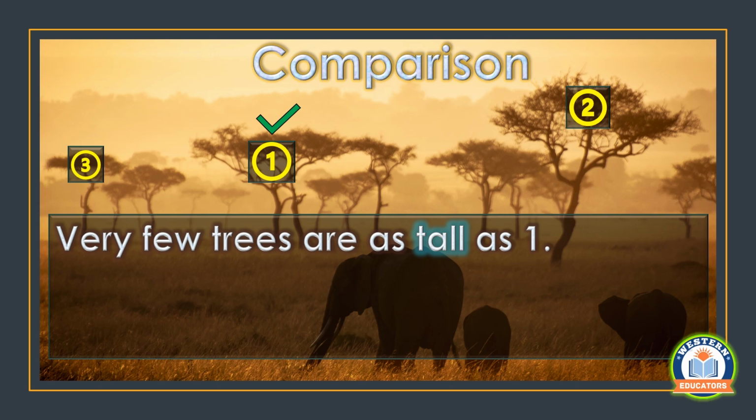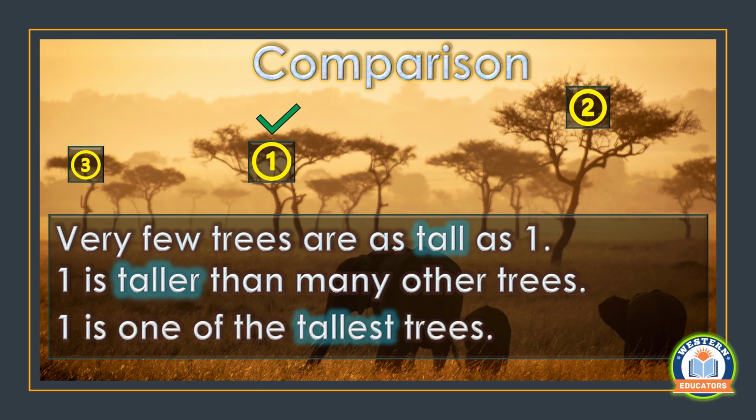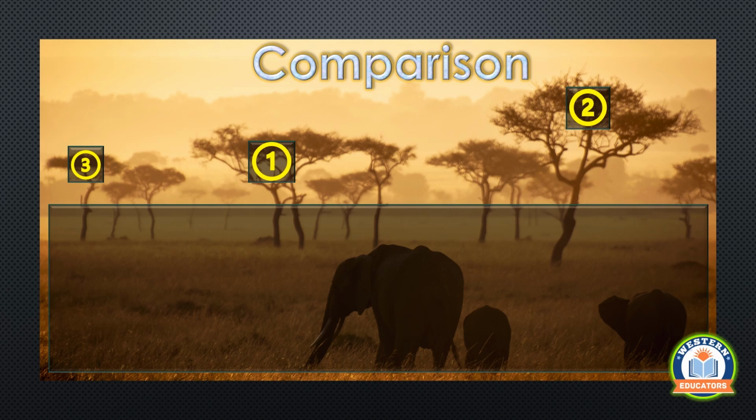So the same thing is going to be told in comparative degree: 1 is taller than many other trees. So many other trees also have the same height, and 1 is also the same. Then the superlative degree: 1 is one of the tallest trees. Here we use one of the, which means that other trees are also there which have the same quality. So we use tall, taller and tallest to qualify. And if we take number 2 for comparison, you can see there is no other tree which is the tallest.